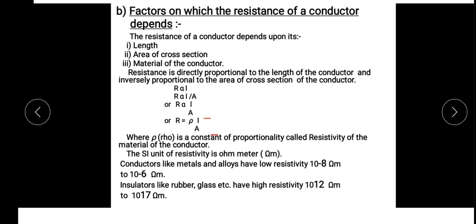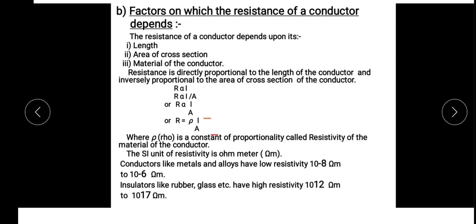So the resistance of a conductor depends upon the nature of its material. The first point, the resistance of the wire is directly proportional to length. The second point, resistance of the wire is inversely proportional to cross-sectional area. And the third point, resistance of the wire depends on material.